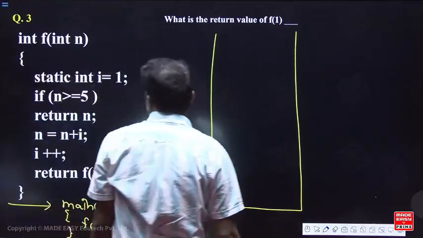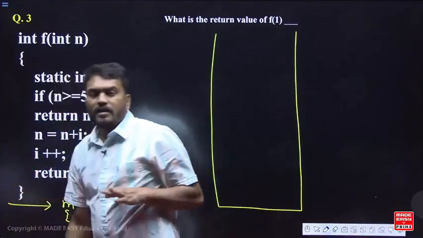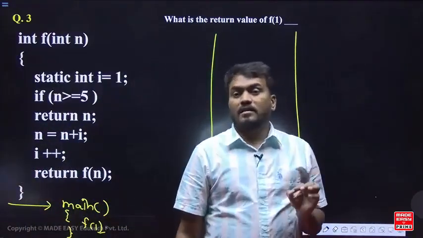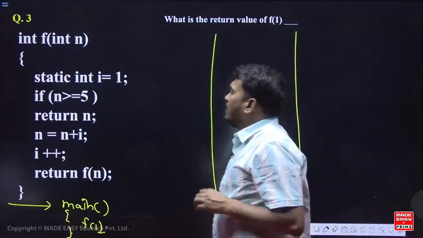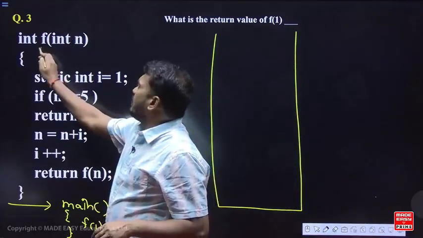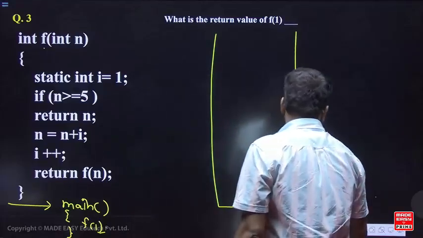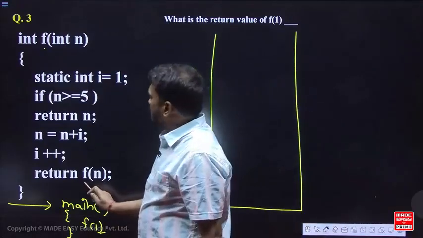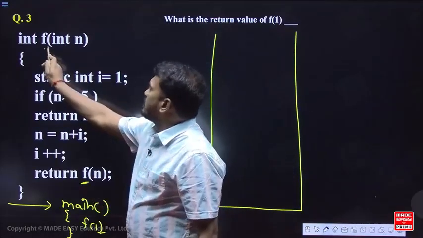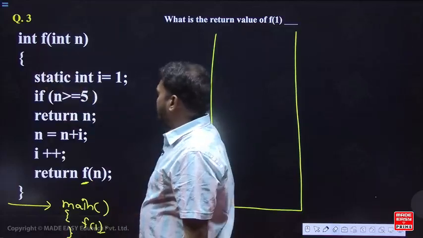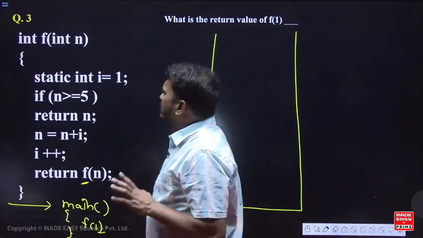So understand here. Now how will the program execute? Listen carefully. Is it a recursion? Yes. Why recursion? Because inside the f you are calling the f. Inside the f you are calling the f. So that is a recursion. See this, you are calling f inside the f. So that is a recursion. Right. Now understand carefully.